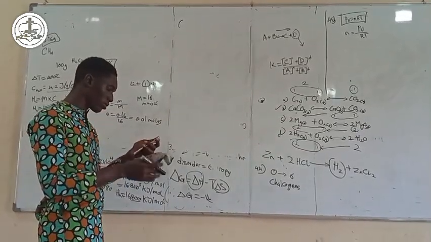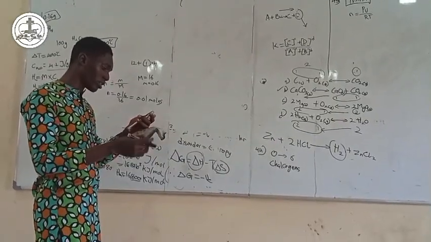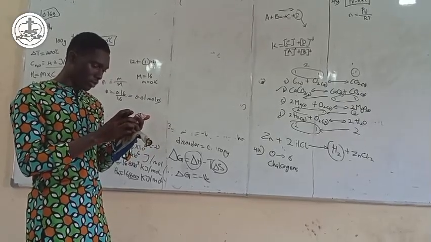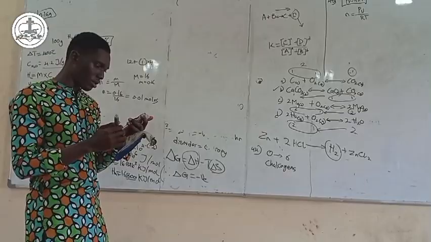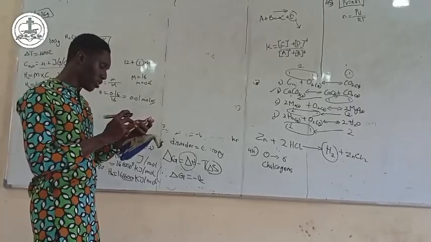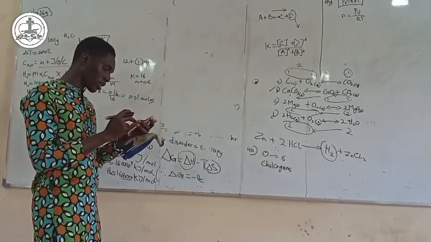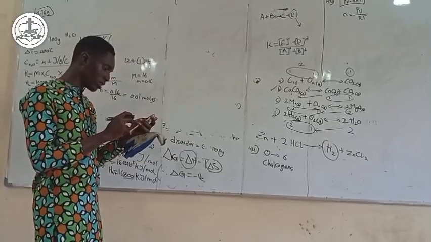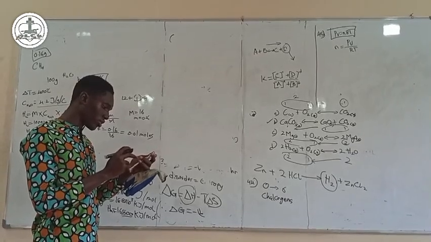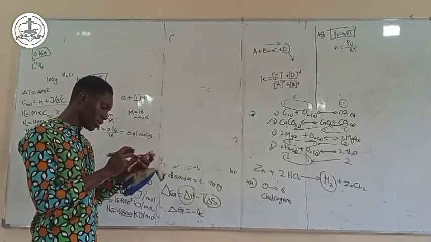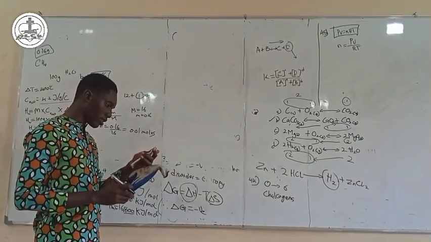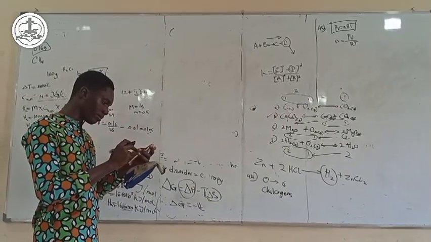Moving on to number 49, which of the following is the entropy change positive? A, reaction between an acid and a base. B, addition of concentrated acid to water. C, dissolution of sodium metal in water. D, the thermal dissociation of ammonium chloride.